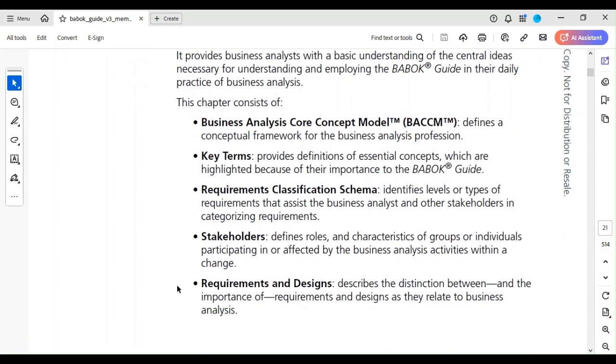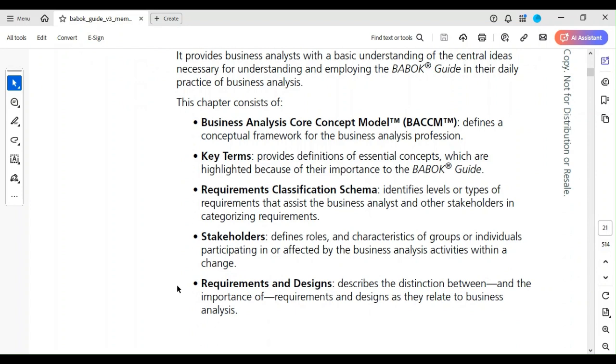This chapter consists of the following: the business analysis core concept model, that is BACCM, defines a conceptual framework for the business analysis profession. The BACCM provides you the business analysis framework, and you know what a framework is, a skeletal frame. Key terms provide definitions of essential concepts, which are highlighted because of their importance to the BABOK guide.